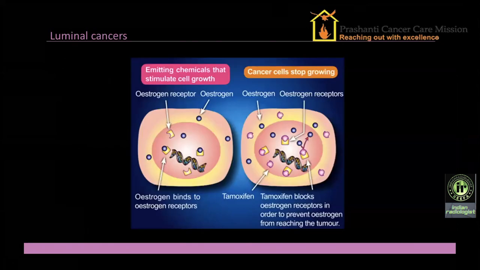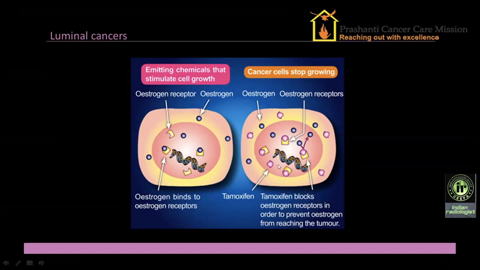Now, we can use this information to treat these cancers. So with the help of anti-estrogen drugs like tamoxifen or aromatase inhibitors, they will compete with the estrogen for these receptor sites. They will block the activity of the estrogen, and as a result, the cells will stop growing.